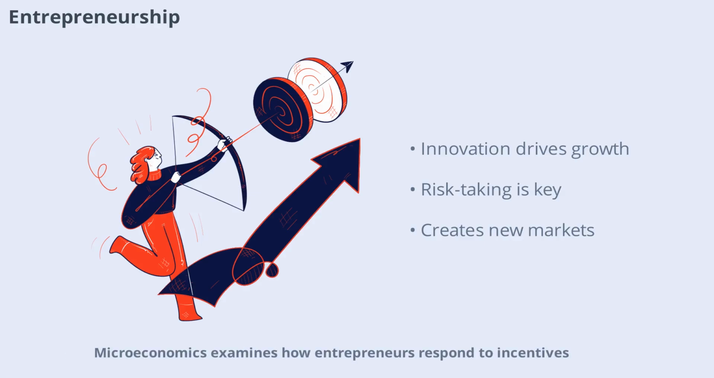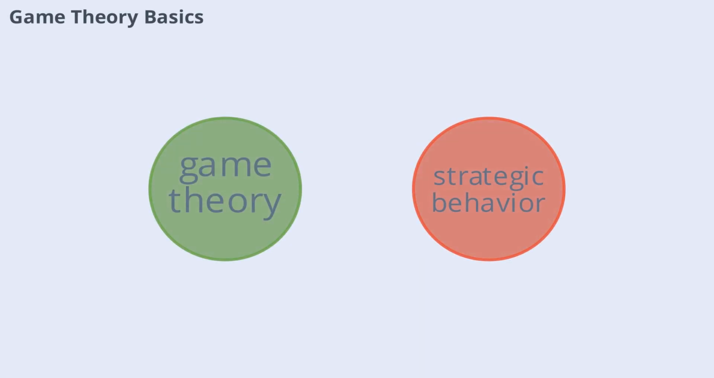Microeconomics examines how entrepreneurs respond to incentives, overcome obstacles, and contribute to market efficiency. Understanding entrepreneurship helps explain how economies evolve and adapt to changing conditions. Game theory is the study of strategic decision-making, where the outcome depends on the actions of others. In microeconomics, game theory helps explain how firms compete, cooperate, or negotiate in various market structures.